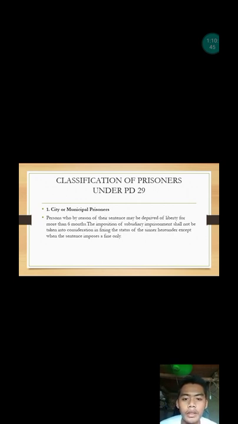Classification of prisoners under PD 29. City or municipal prisoners are persons who by reason of their sentence may be deprived of liberty for more than 6 months. The imposition of subsidiary imprisonment shall not be taken into consideration in fixing the status of the prisoner hereunder, except when the sentence imposes a fine only. So the city or municipal prisoner is deprived of liberty for more than 6 months.